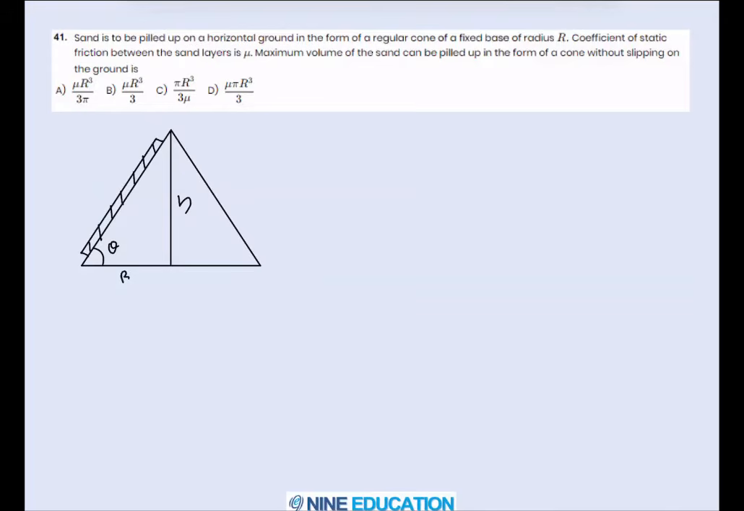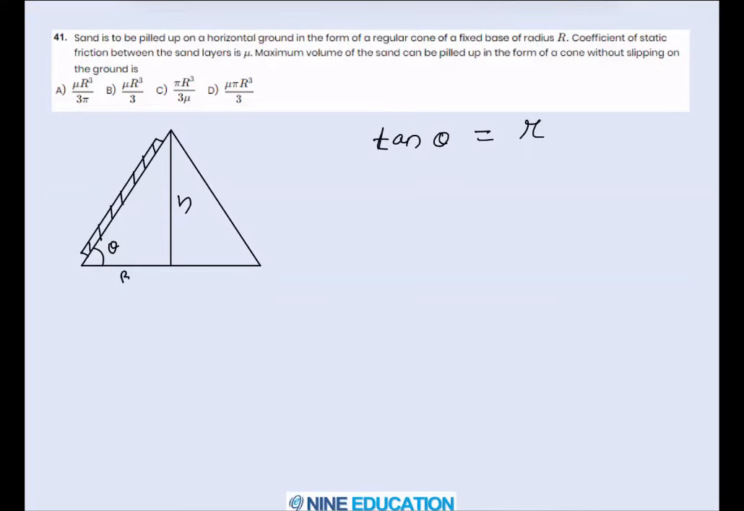We know that from the angle of repose. If the value of tan theta, and this theta is the angle between the first layer of the sand and the horizontal, becomes equal to mu, then that is the critical condition. If theta increases even a little bit more, then the cone will fall down, or the first layer of the sand will start to slip, right?